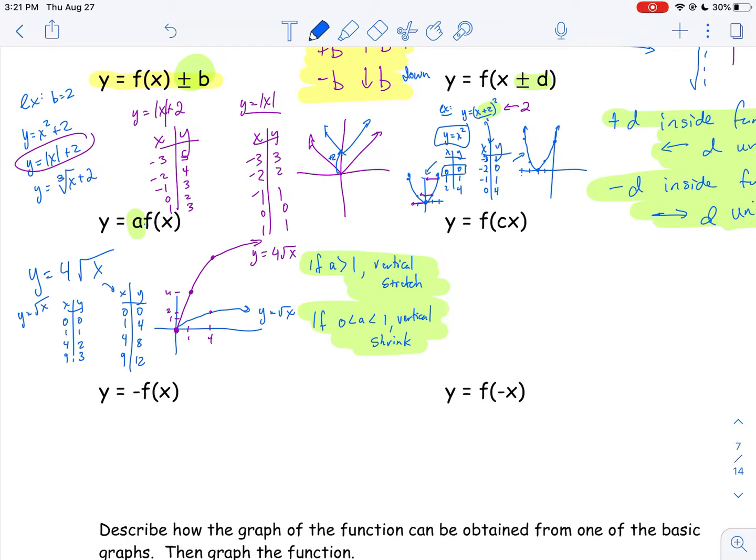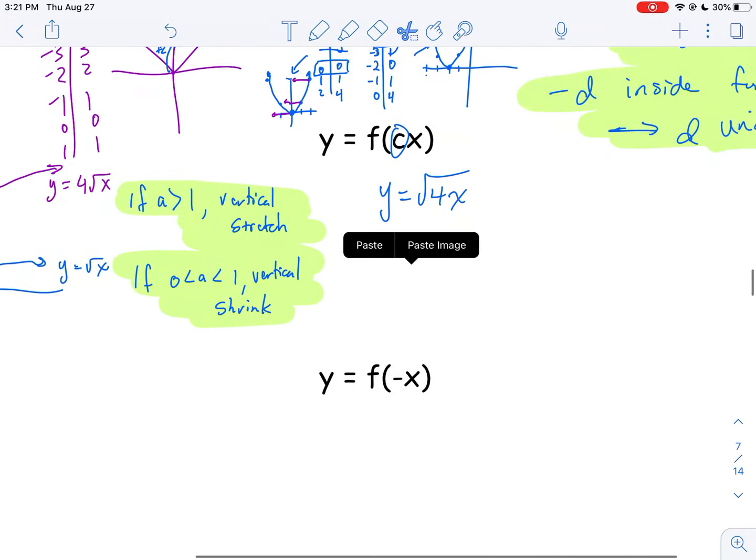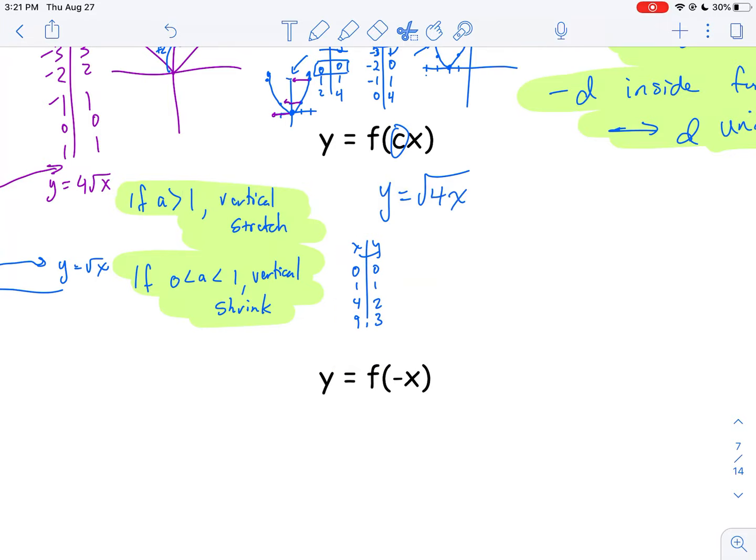This one is going to be a little tricky to understand. When the c is on the inside, y equals the square root of 4x. We have our xy table here for y equals the square root of x. What happens when I put the 4 in there? Zero is fine, right? I plug 0 in, it's going to give me 0. But if I want to get 1 as my y value, I need to put 1/4 in. I don't know if that makes sense. If I put 1/4 in for x, 4 times 1/4 is 1. The square root of 1 is 1.